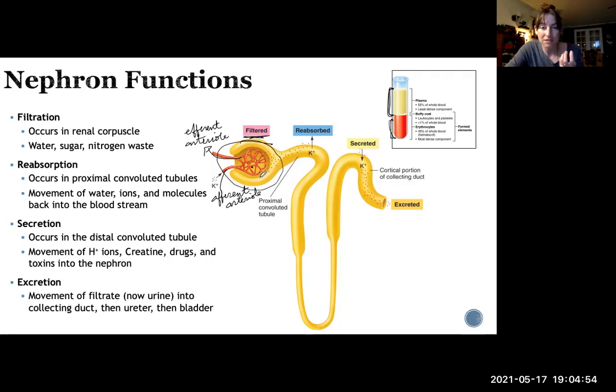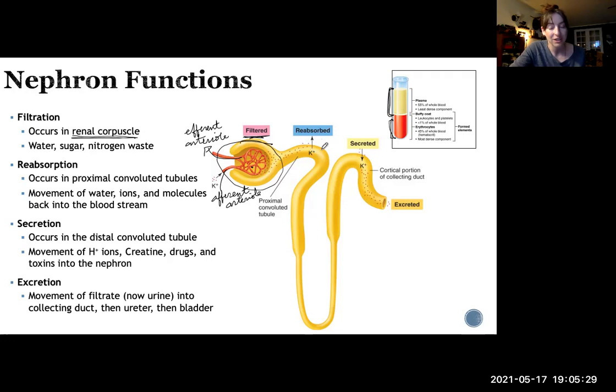Your red blood cells and white blood cells are too big to pass through the openings in the capillaries of the glomerulus. Okay, so they stay. And then just a portion of the plasma gets pulled out to be filtered. And that filtration only happens in the renal corpuscle, which is the glomerulus wrapped in the glomerular capsule. Okay. Filtration mostly deals in water, sugar, and nitrogenous wastes, okay, so far.